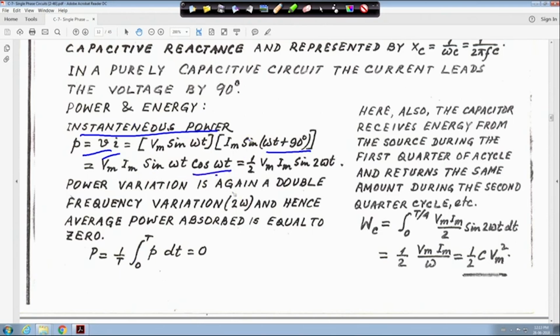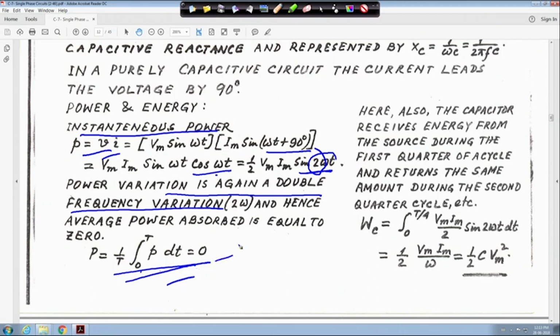So, multiply numerator and denominator by 2. It will be 2 sin theta cos theta, so 2 sin omega t cos omega t is sin 2 omega t, right. And if you take the average power, P is equal to 1 upon T integral 0 to T of p dt, it will become 0, right. So, power variation is again at double frequency 2 omega, and average power is equal to 0, because there is no resistor there. So, there will be no average power.